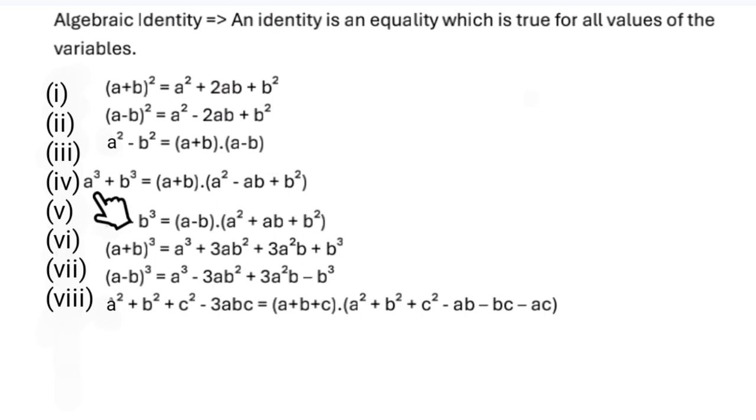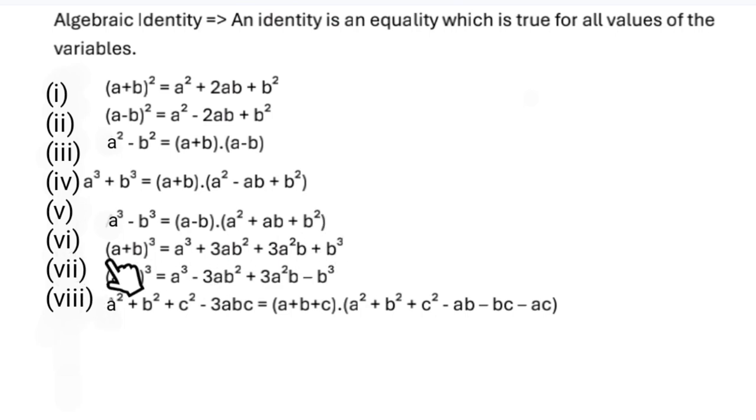Now the fourth one is a cube plus b cube is equal to (a plus b) multiplied by (a square minus ab plus b square). And the fifth one is a cube minus b cube is equal to (a minus b) multiplied by (a square plus ab plus b square).